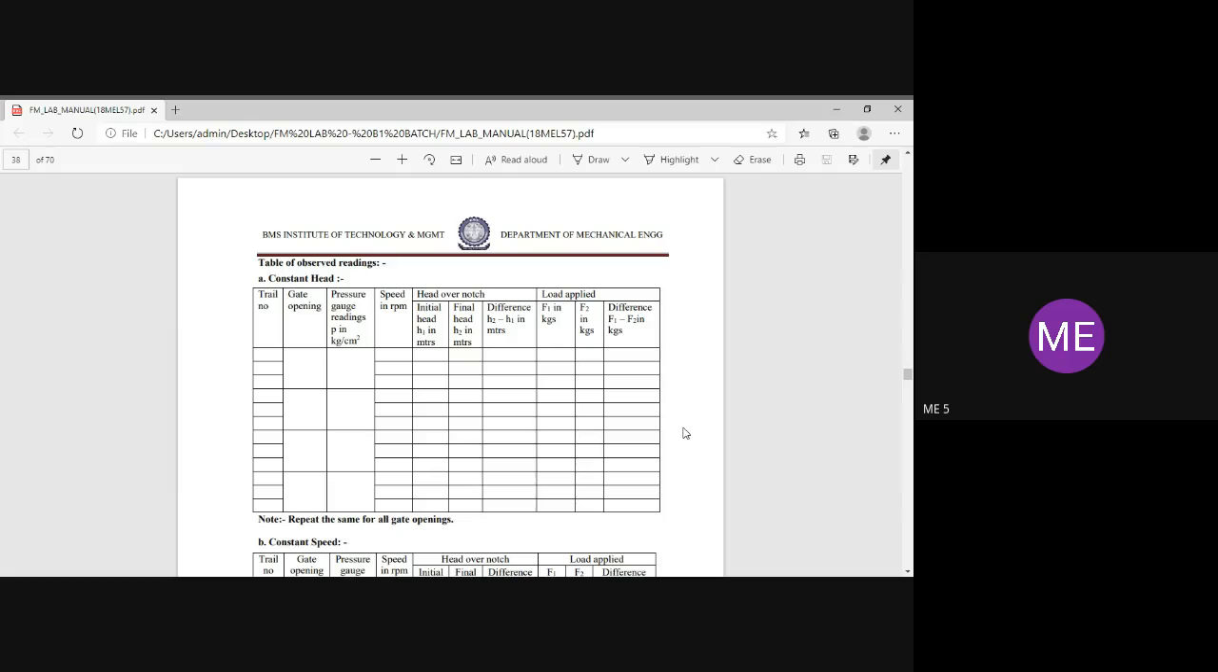Totally, 4 into 4, 16 readings are there. For one opening, we are having three readings. Three readings are enough, 3 into 4. Okay, better you take four readings. You make four rows for each gate opening: 4 into 4, 16 readings. First, you write this tabular column. After that, I'll give the calculated tabular column.